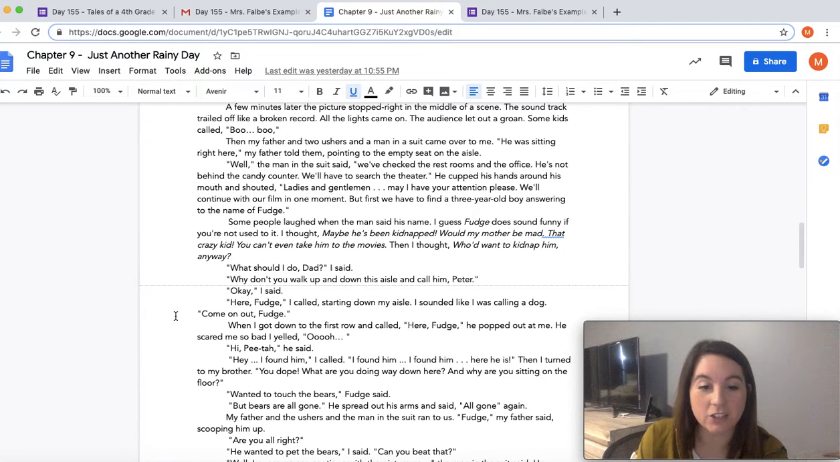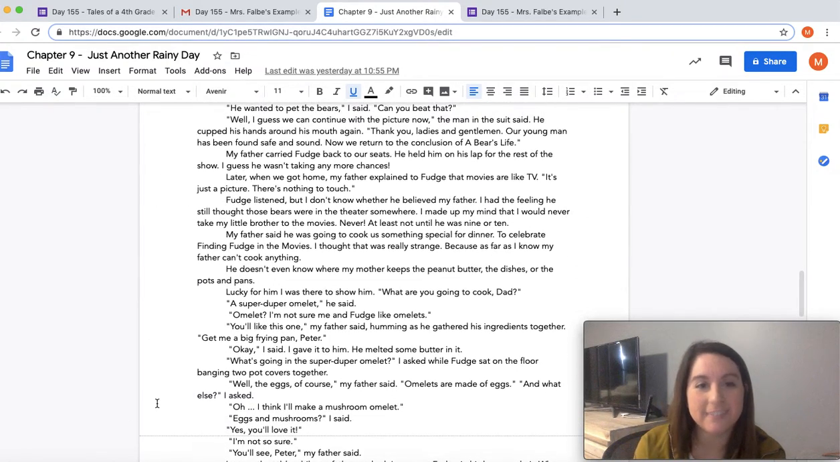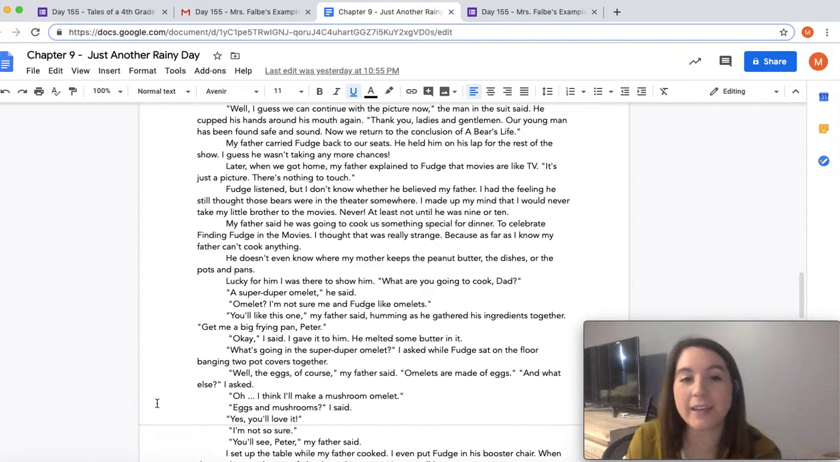My father and the ushers and a man in a suit ran to us. "Fudge," my father said, scooping him up. "Are you all right?" "He wanted to pet the bears," I said. "Can you beat that?" "Well, I guess we can continue the picture now," the man in the suit said. He cupped his hands around his mouth again. "Thank you, ladies and gentlemen. Our young man has been found safe and sound. Now we return to the conclusion of A Bear's Life."